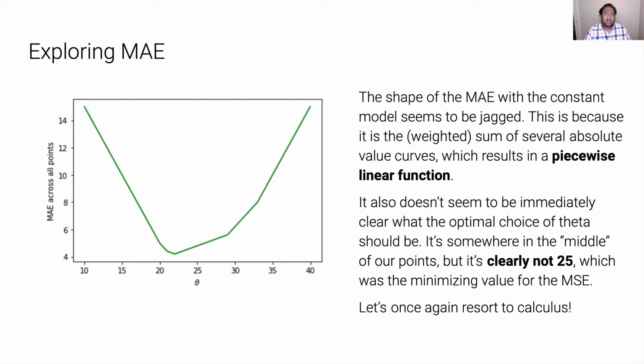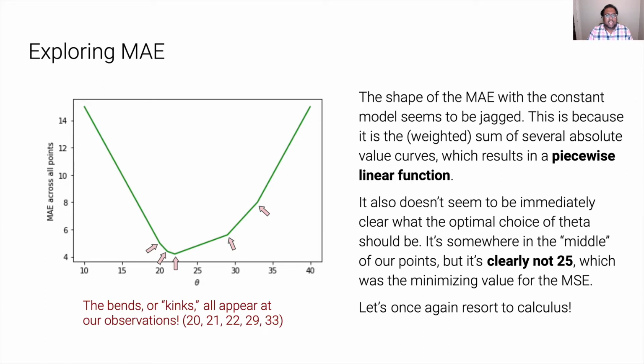It's important to note that the value of theta that minimizes average loss when we use squared loss and the value of theta that minimizes average loss when we use absolute loss are not necessarily the same, and in general, they will be different, right? We saw before that for this data set, the value of theta that minimized mean squared error was 25, while the value of theta that minimizes mean absolute error for our data set is 22.